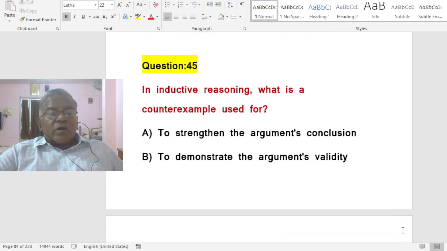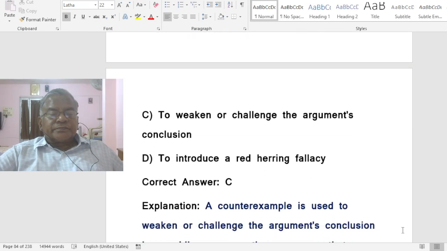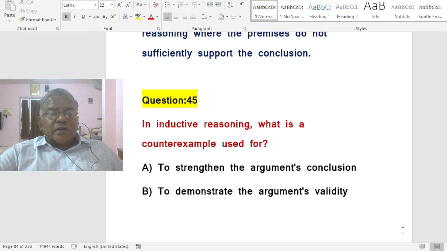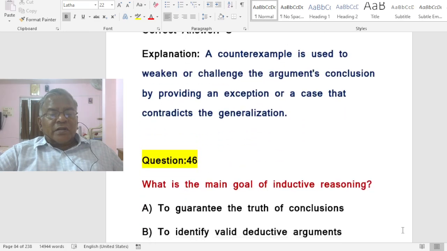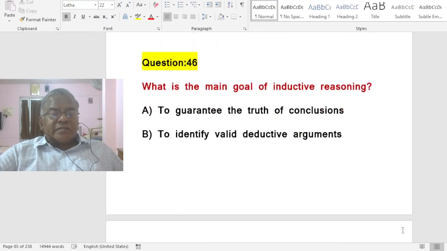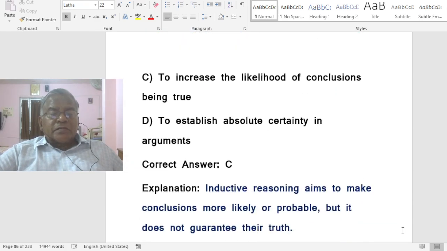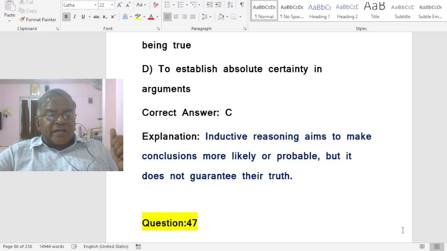In inductive reasoning, what is a counter example used for? We have already seen that. That is to weaken or challenge the argument's conclusion. That is the idea here. What is the main goal of inductive reasoning? That is to increase the likelihood of conclusions being true. Inductive reasoning aims to make conclusions more likely or probable, but it doesn't guarantee their truth.